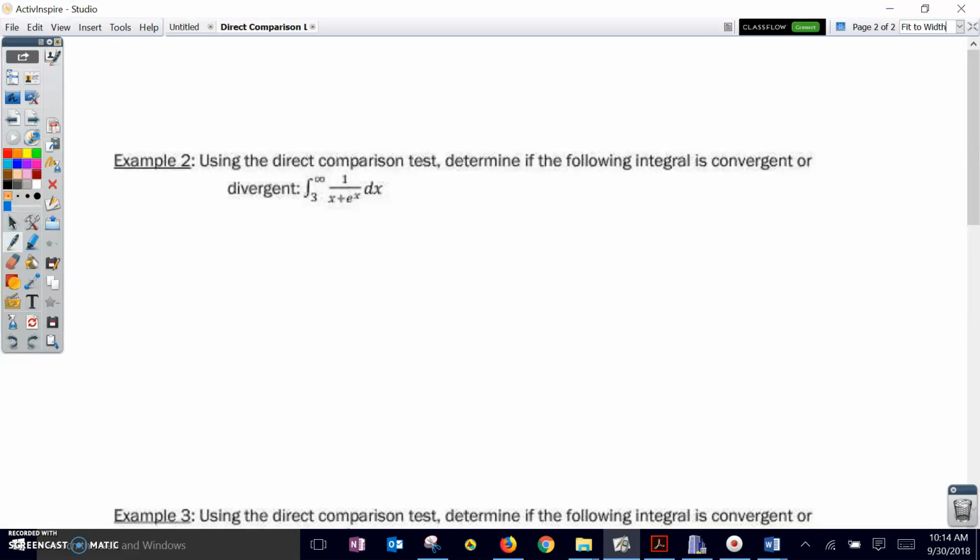And I know, based on the way that fractions work, that 1 over x plus e to the x is going to be less than or equal to 1 over e to the x for x values greater than or equal to 3. How do I know that? Well, because the denominator of this fraction is going to be larger than that for all those values of x, and therefore the other fraction is going to be larger.